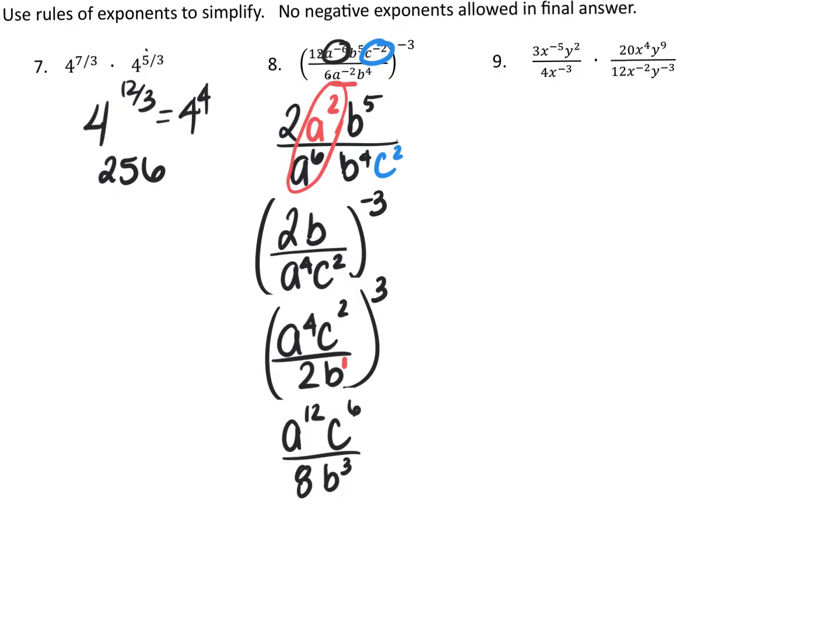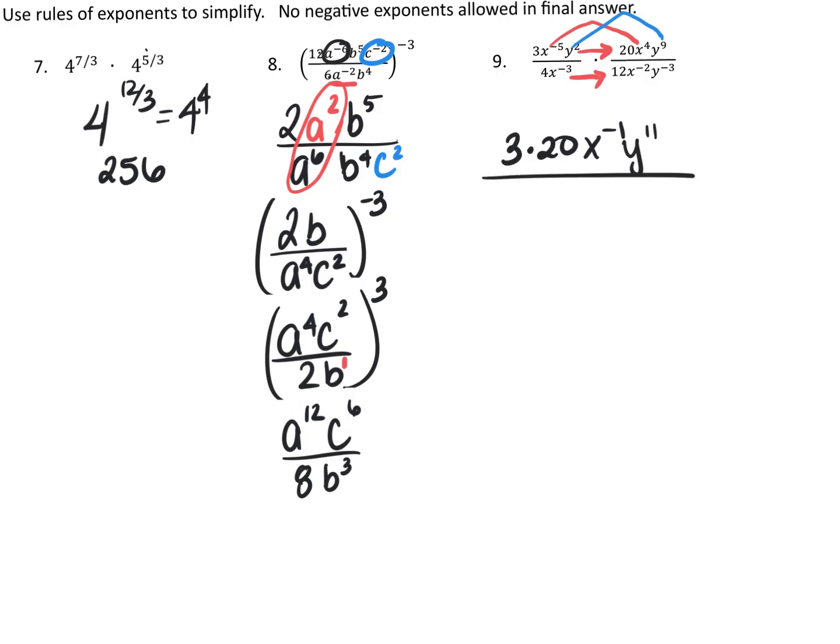Now number 9, I do a little differently. Notice no parentheses, so I don't have to apply any exponents. When I have a fraction times a fraction, I like to multiply across the top, multiply across the bottom, and then deal with my simplifying. So first I have 3 times 20. I'm not going to multiply that out because it's going to make simplifying easier. X to the 5th and x to the negative 4th is x to the 1. And y to the 2nd and y to the 9th is going to be y to the 11th.